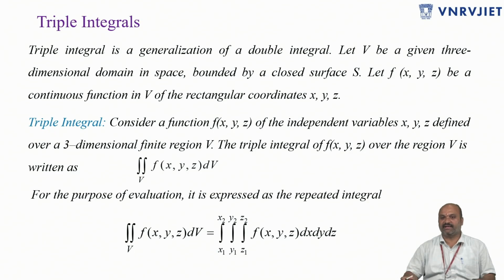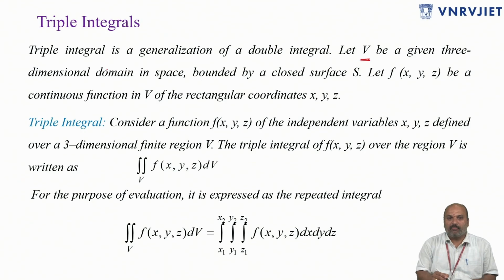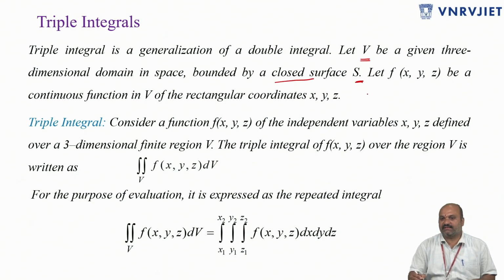For example, you can consider a sphere. The volume is bounded by the surface of the sphere. So now here is the triple integral, which is a generalization of the double integral. Let us consider V is the volume bounded by a closed surface. Let us say the surface is denoted by S and the volume is denoted by V. So it is a three-dimensional space, and the coordinates are x, y, z.